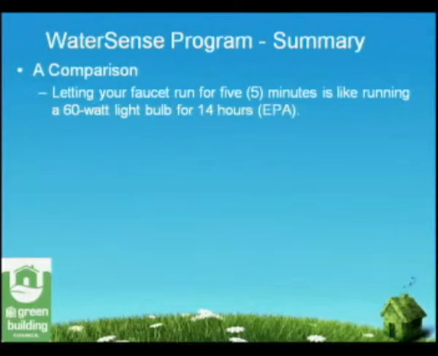Just kind of bringing it back on the tail end here of the WaterSense program to kind of equate the energy side to the water side. Letting your faucet run for about 5 minutes is like running a 60-watt light bulb for 14 hours. That's the energy, basically, that is consumed or required to deliver that water to that fixture through the distribution system, through hot water usage, or heating the hot water.